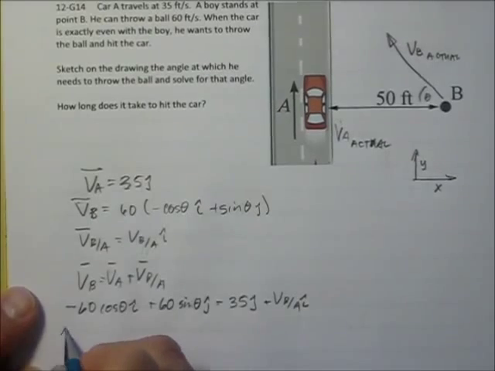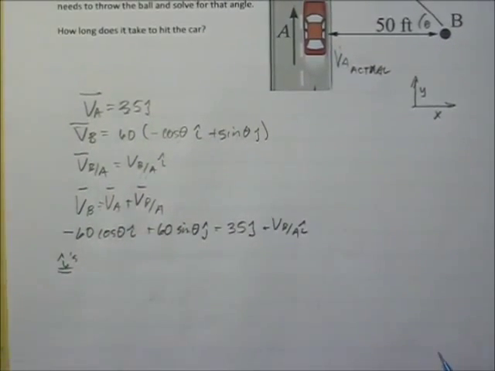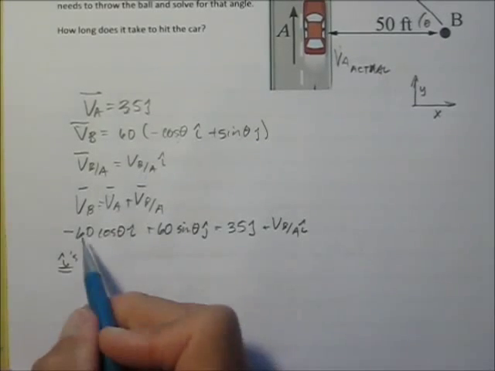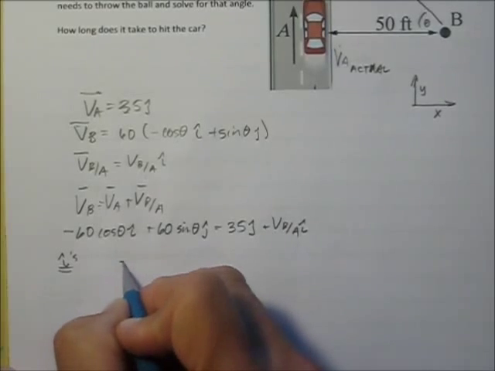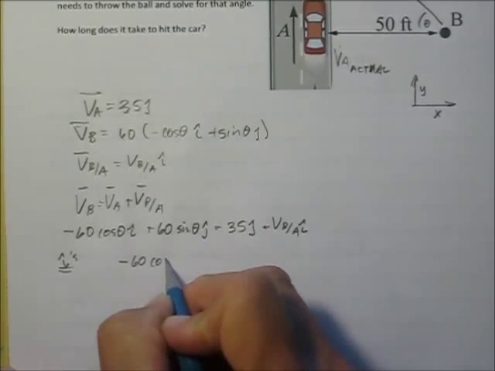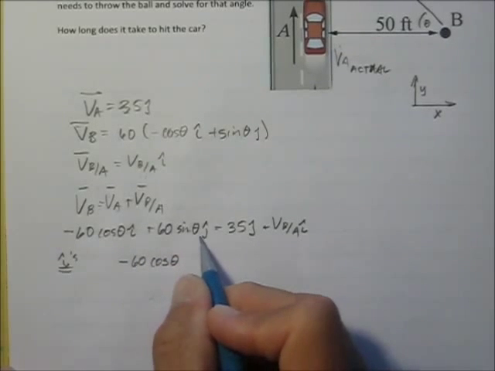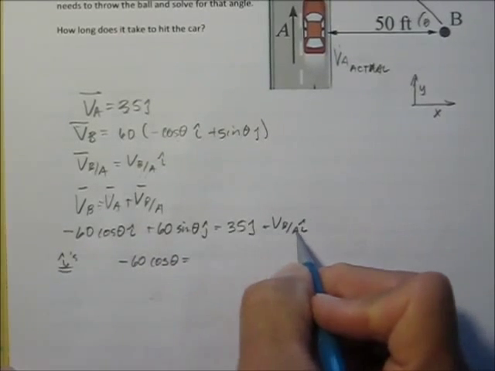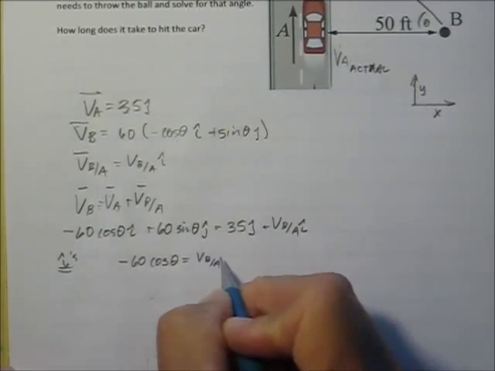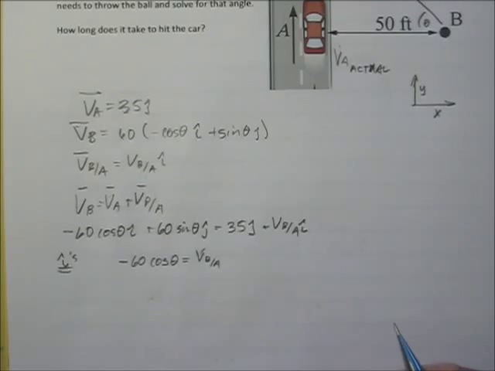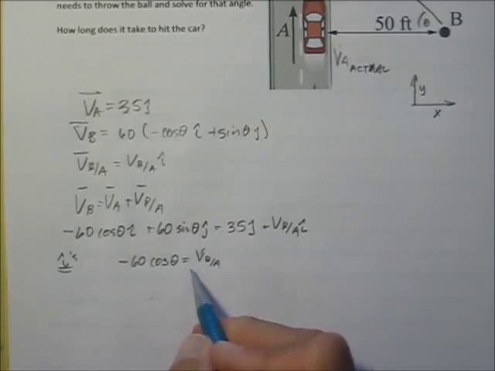So now we combine our i's and j's, and let's see what we can get to solve for the angle theta. Let's try our i's first. We do this side of the equation, then that side of the equation. So minus 60 cosine theta in the i direction, that's that piece. That's a j component, this is a j component, and this is the i component, so V_B with respect to A. Those are my two i pieces. I don't know that, and I don't know theta, so I can't really solve for anything there.